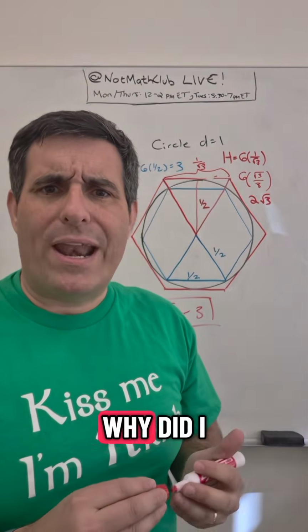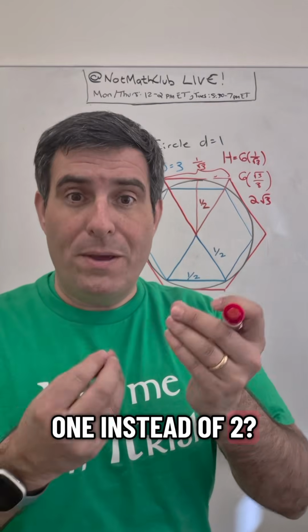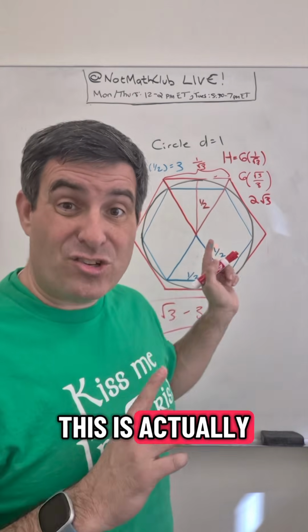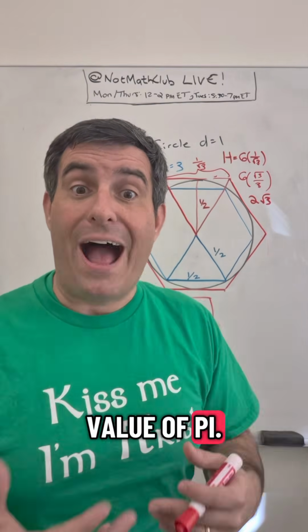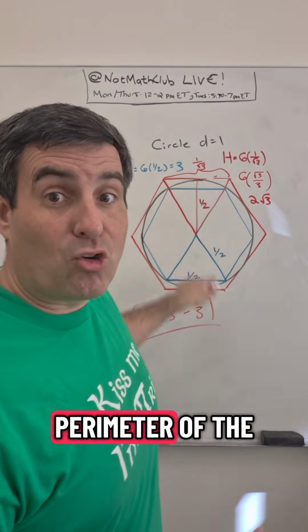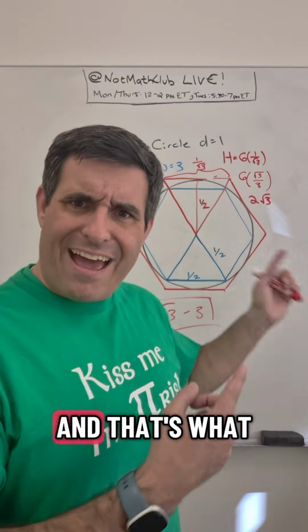And you might be wondering, why did I make the diameter 1 instead of 2? Because you might want the radius to be 1. Well, this is actually the first step in Archimedes' way to approximate the value of pi. So what he needed was the perimeter of the inner circle to be pi, and then you have a lower bound and an upper bound, and that's what those 2 numbers are.